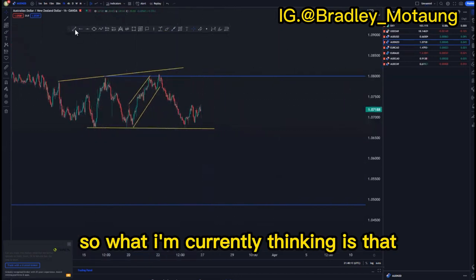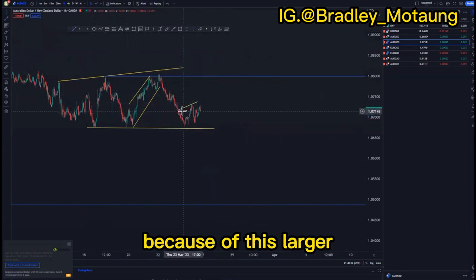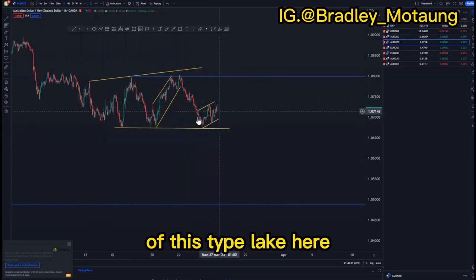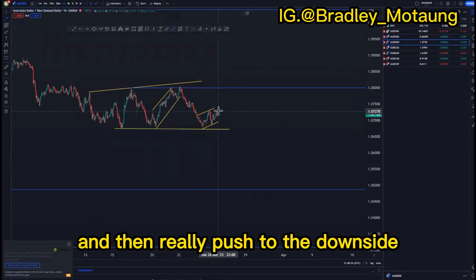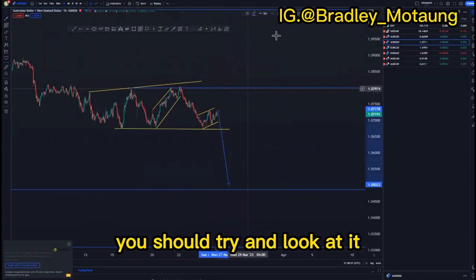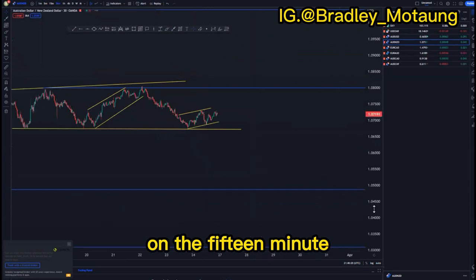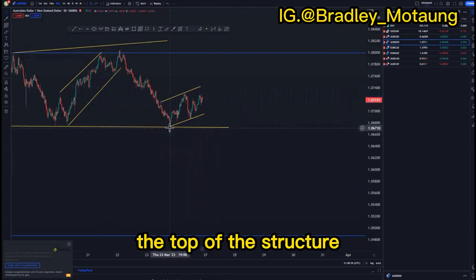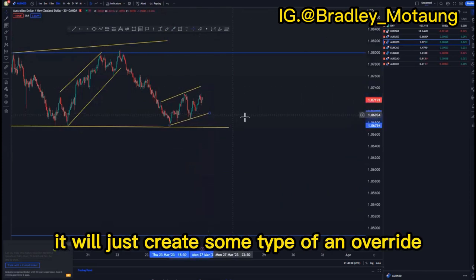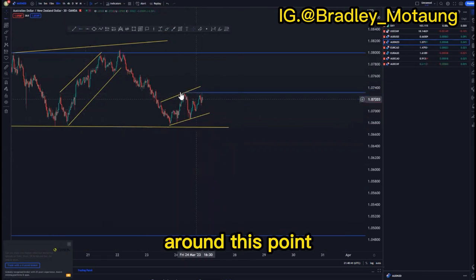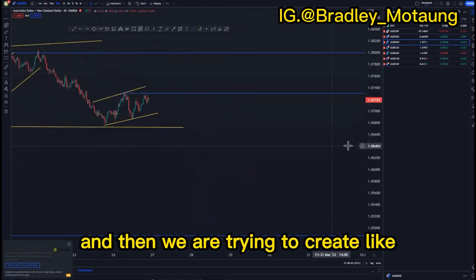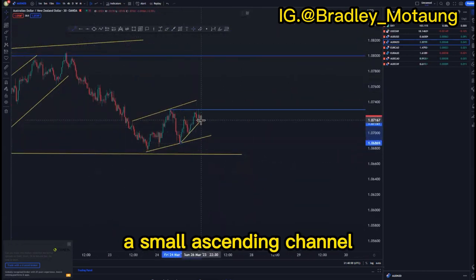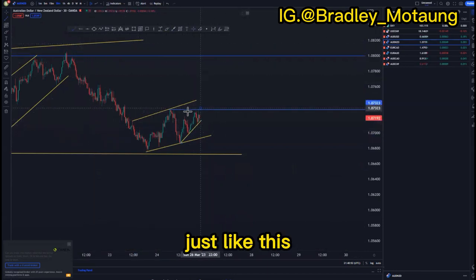So what I'm currently thinking is that we can initially push to the downside because of this larger, smaller version of this tight flag here, and then clearly push to the downside. The reason being, if you look at it on the 15 minute or the 30 minute, you'll see that we have some type of ascending channel, and when it reaches the top of the structure, it will create some type of an override. As you can see around this point, we have created an override, and then we are trying to create that engulfing candlestick that I always talk about, and then we have some type of small ascending channel within there, just like this.